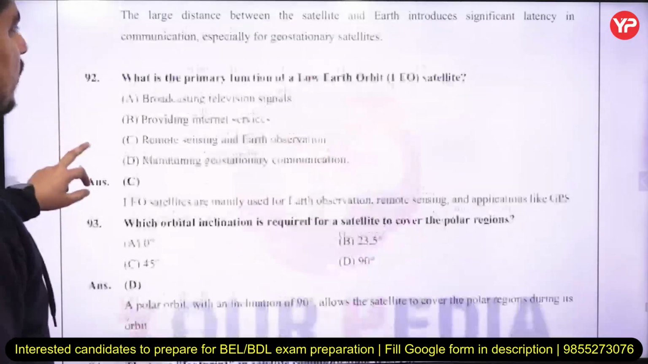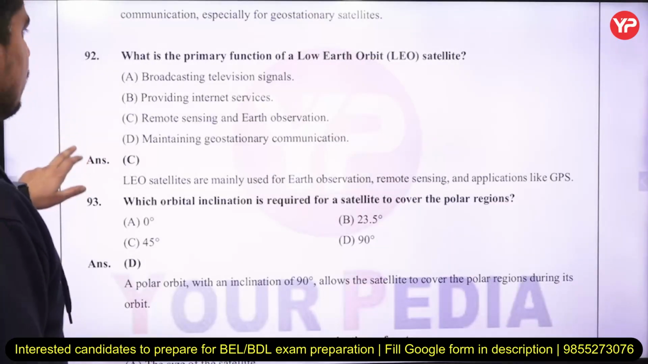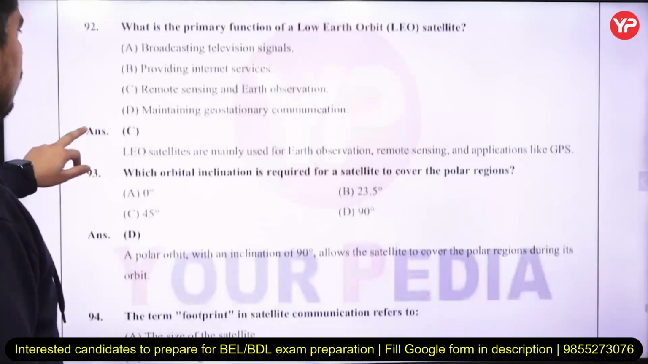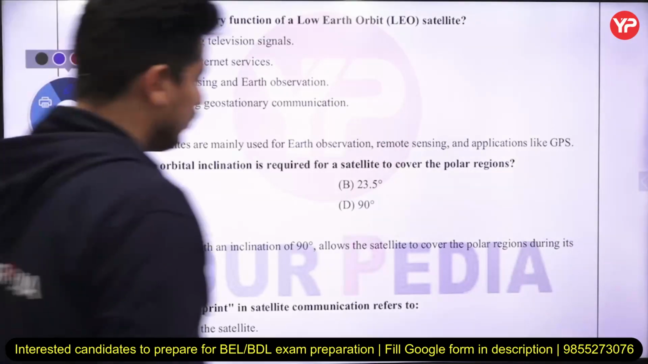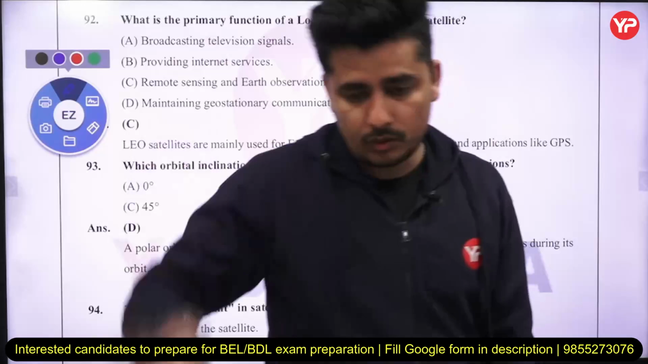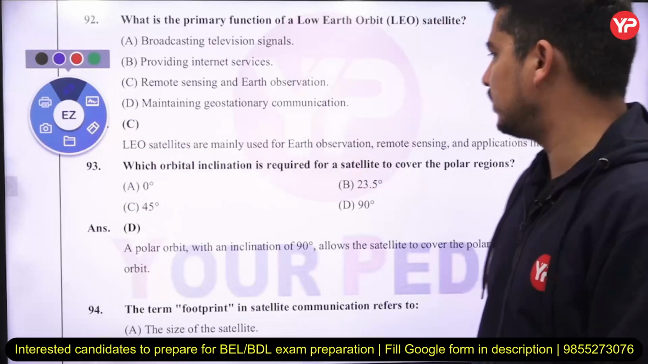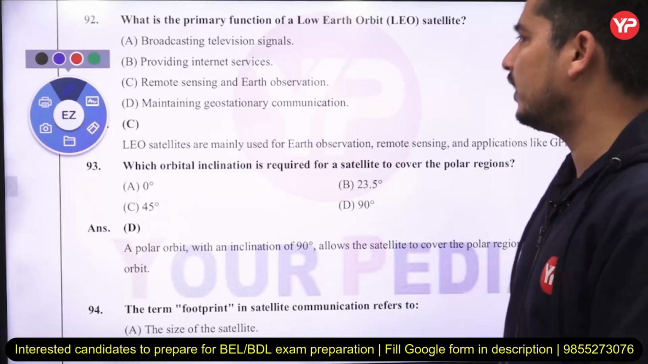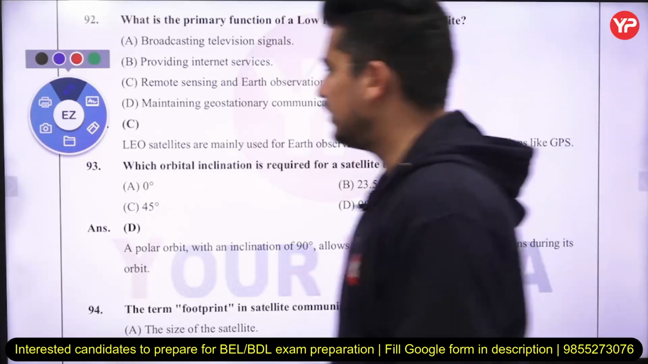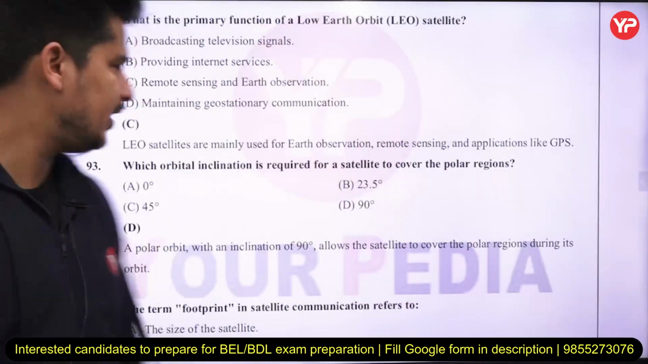What is the primary function of a lower earth orbital satellite? See, your lower earth orbital satellites are LEO satellites, not MEO. That is LEO, that is all down towards the earth, right? So mainly these are used for remote sensing and earth observation. These satellites are mainly used for that purpose, right?